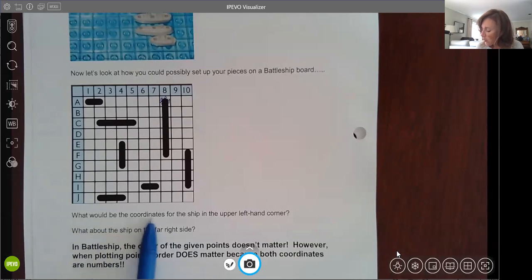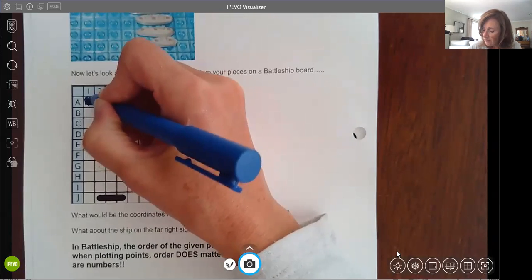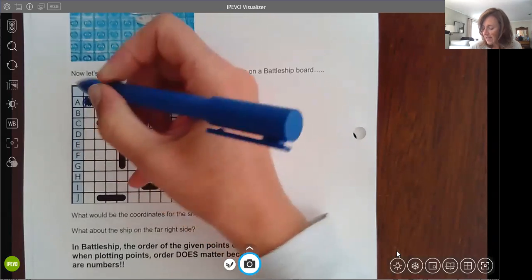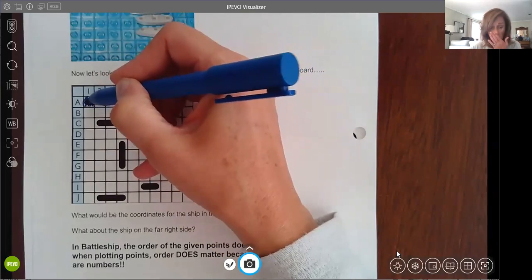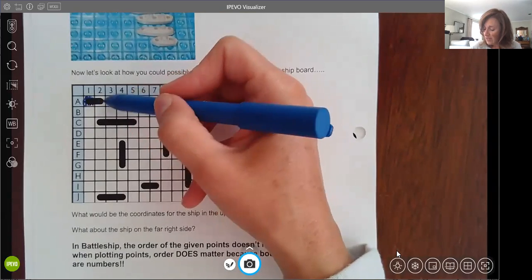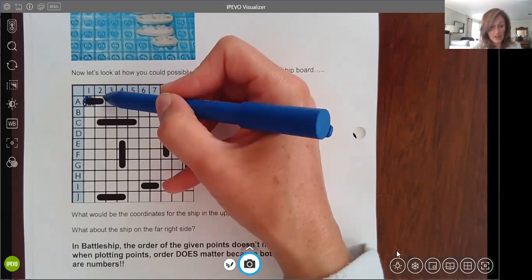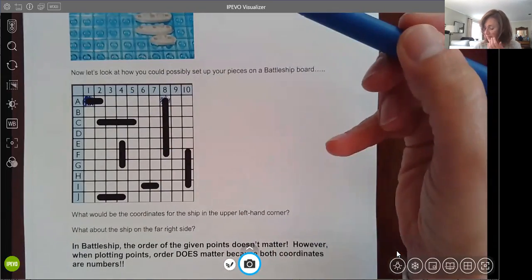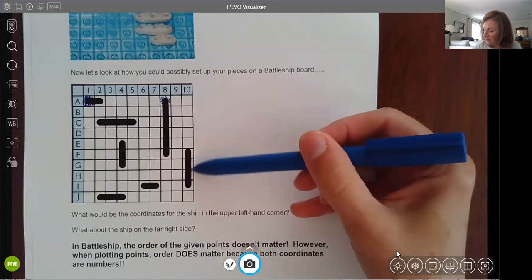So it says, what would be the coordinates for the ship in the upper left-hand corner? So left-hand corner, this right here, you could either say A1 or 1A, and everyone would know what you're looking for. And then this would be either A2 or 2A, and everyone would know that you're looking at that box right there. Okay? So in Battleship, about the ship on the far right side, so maybe down here.